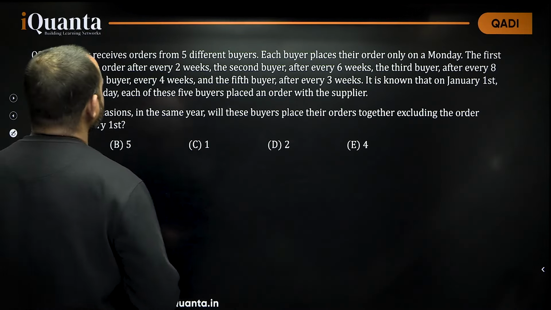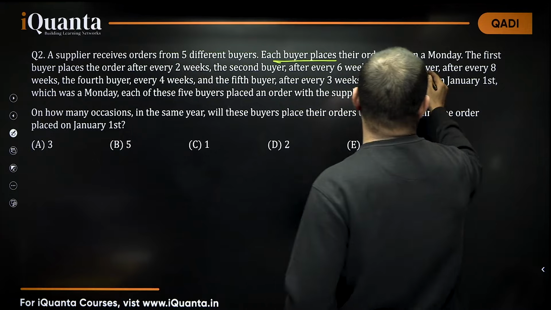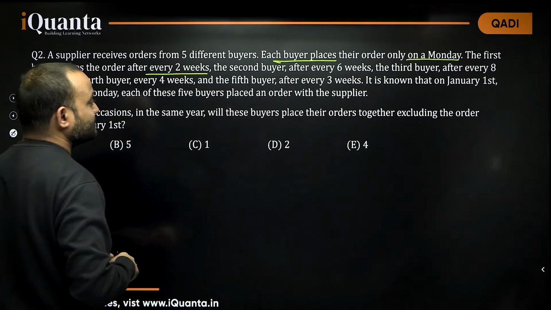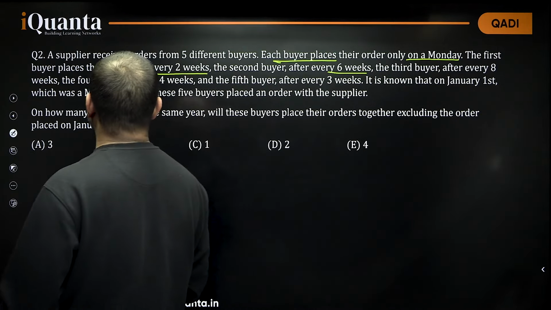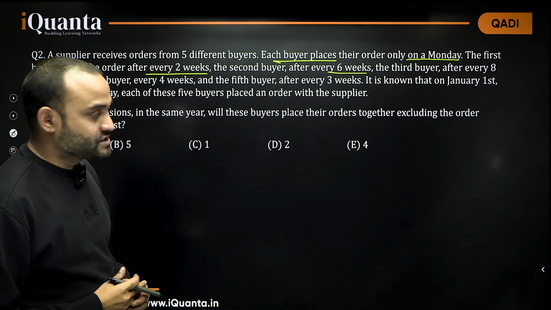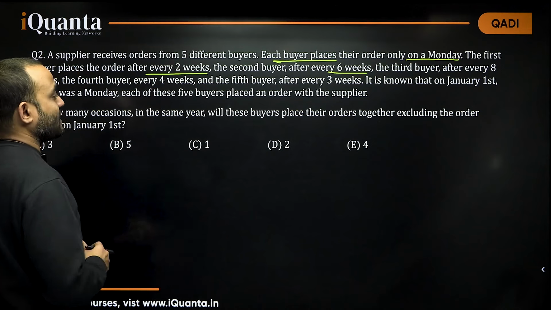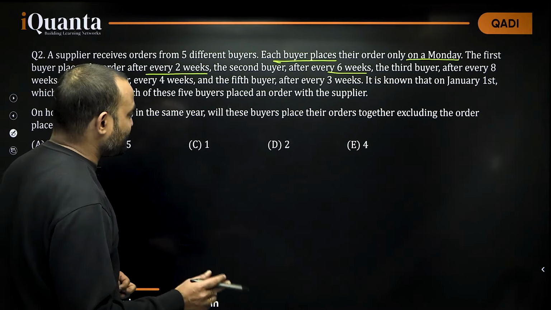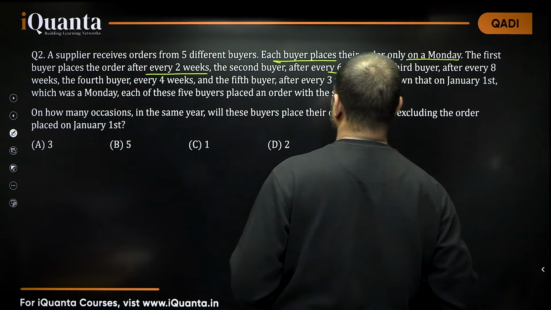A supplier receives orders from 5 different buyers. Each buyer places their order only on a Monday. The first buyer places the order after every 2 weeks, the second buyer after every 6 weeks, the third buyer after every 8 weeks, the fourth buyer after every 2 weeks, and the fifth buyer after every 3 weeks. It is known that on January 1st, which was a Monday, each of these 5 buyers placed an order with the supplier.